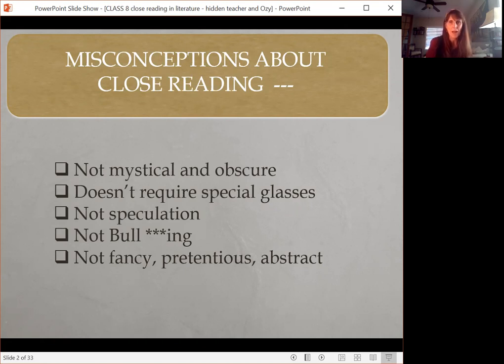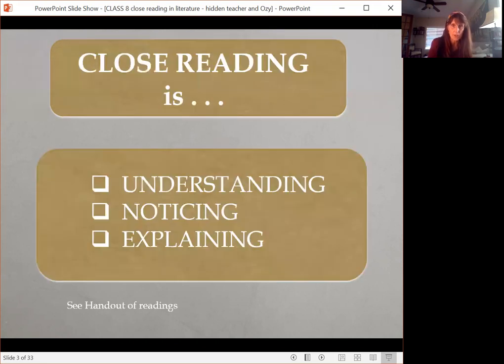You're not making it up and trying to impress your reader with big vocabulary words and gorgeous sentence structure and length. It's not fancy, it's not pretentious, it's not abstract. You don't need a PhD in order to do close reading and analysis of literature. Instead, all it really is, is understanding what it is you're reading, noticing what you're reading, being able to explain what you've read, and once you can do those three steps, now you're ready to do analysis.